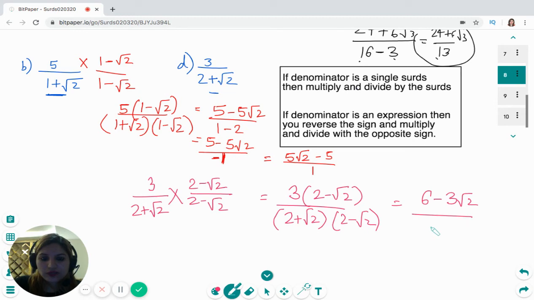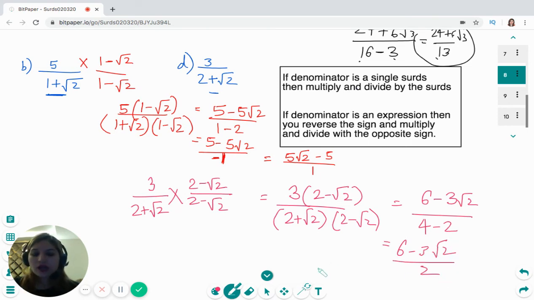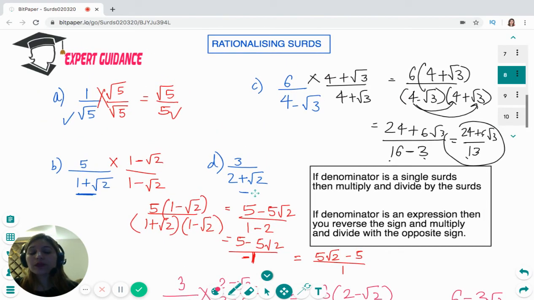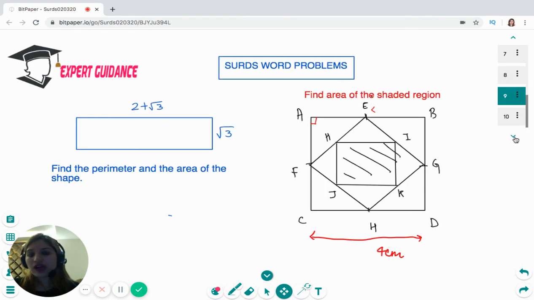And at the bottom, we'll have 4 minus 2, which will give us 2. So 6 minus 3 root 2 over 2 is our answer. Okay, so I hope this concept of rationalizing is clear to you. It is an important concept. Make sure you have understood it well.